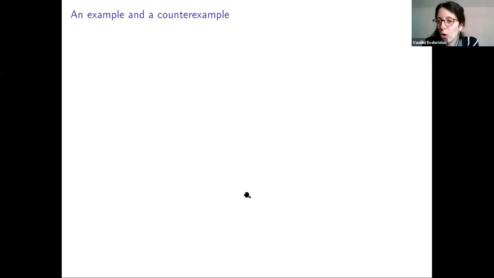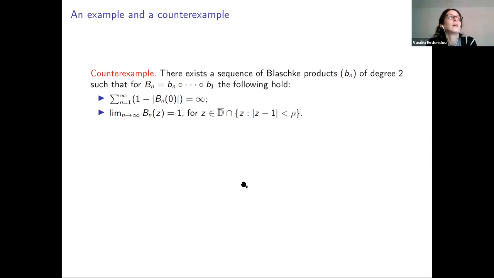It's not true that it always fails either, because we also have an example where an analog of part B holds for sequences of inner functions. So let's look at these two examples. First of all, the counterexample. When I say the counterexample, I mean something that is not... so we have a divergent sum. Here we have a divergent sum, we have a sequence of Blaschke products.